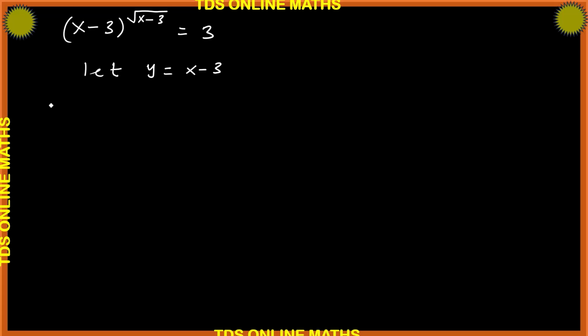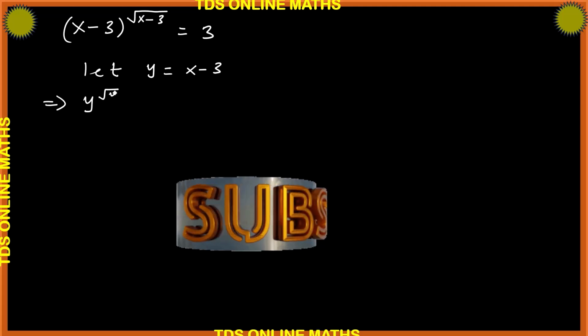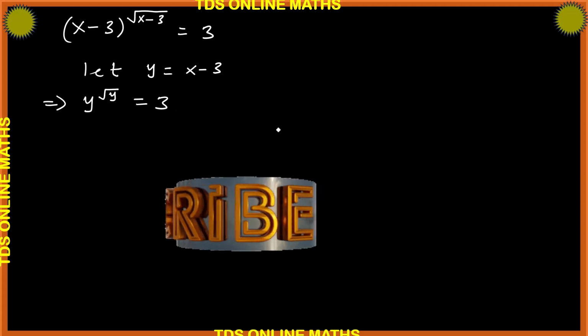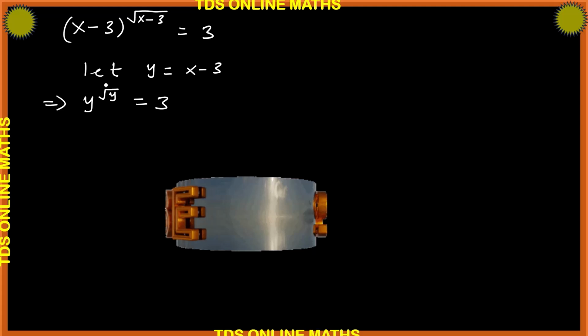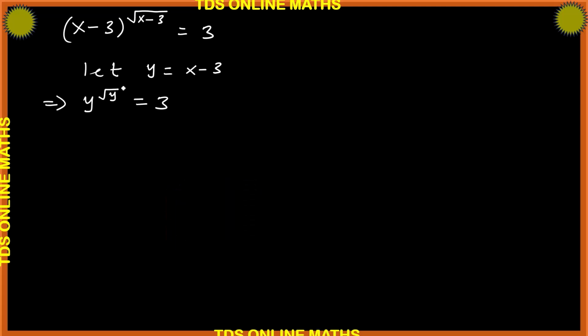So in going back, we have y. Then we have square root of y equals 3. Now let's also represent square root of y by another variable. So let t be square root of y. It means that t squared is the same as y.